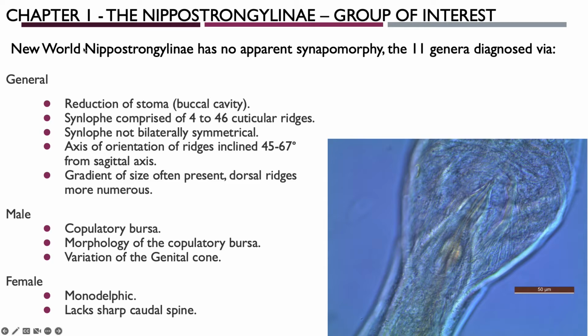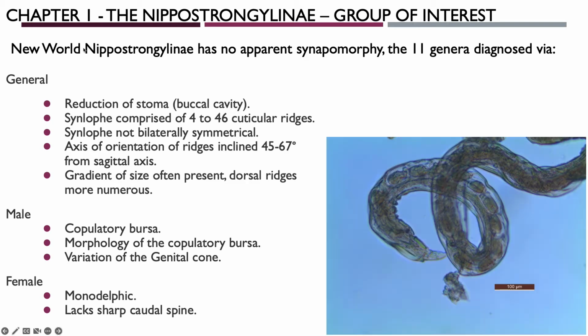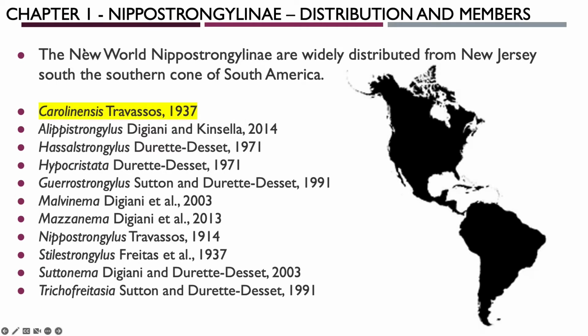In females, again, there's less of a diagnostic bias on females in general. So we're looking at whether females are monodelphic, meaning that they only have one branch to the uterus. So the vulva opens, where is it? It opens right there, and then we can see the uterus coming out through here. There's only one branch. We're also looking at whether the female lacks a sharp cuticular spine, which we cannot see there.